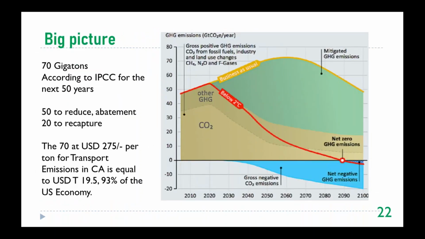The bigger picture is you can see the visual on the right side. So 70 gigatons according to IPCC for the next 50 years. 50 to reduce and 20 to recapture or abatement. So you have to reduce from the 70 gigatons. So this is some of the global goals for climate change that have been set up.